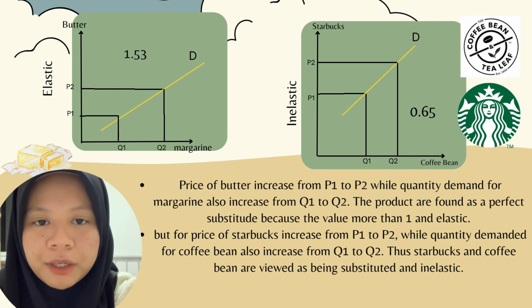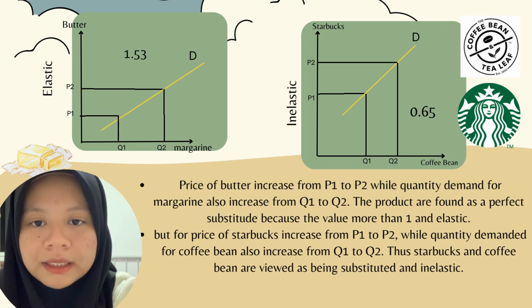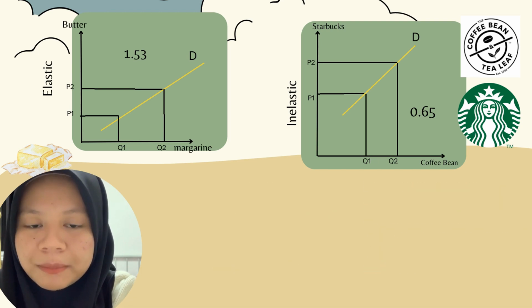Butter and margarine, and Starbucks and coffee bean, are substitutes. For butter and margarine, as you can see, the curve is elastic because the elasticity value is more than 1. Meanwhile, Starbucks and coffee bean is an inelastic substitute.